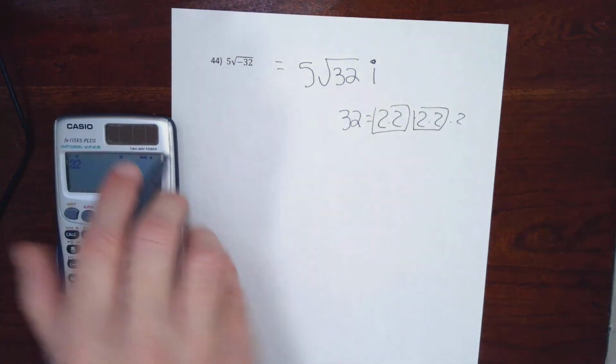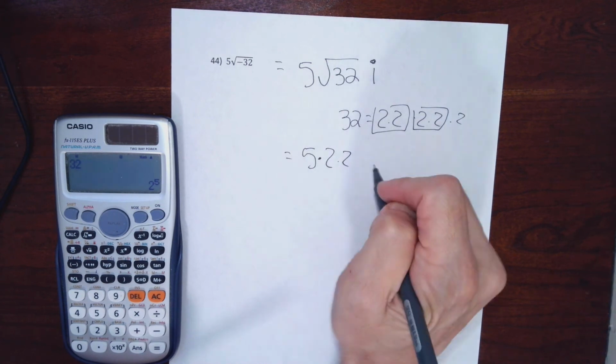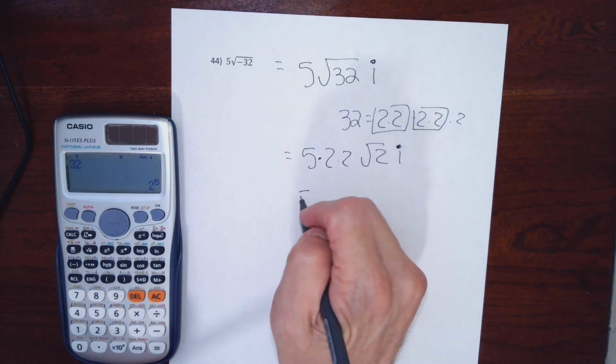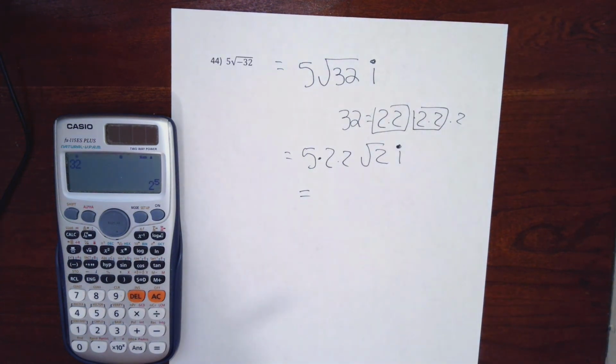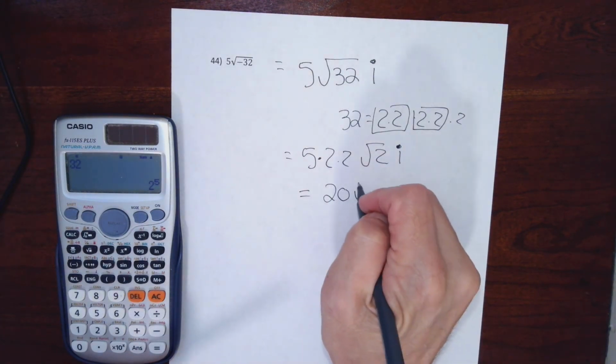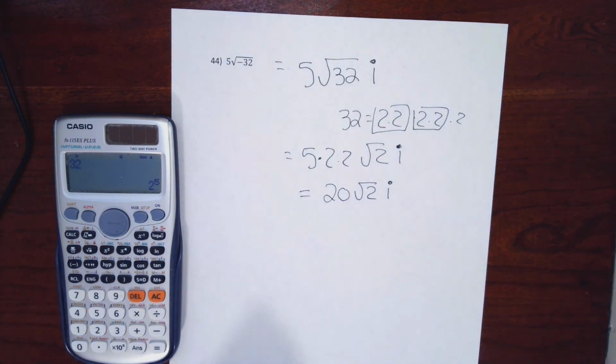And because it's a square root, anytime I get a pair, I get one of those out front. Singles stay under, and the i doesn't get impacted by reducing that square root. So the square root of 32, you get 2 2's out front. I'm going to multiply the 5 that was out front by the 2 2's that I bring out front. Leave the square root of 2 and leave the i. And that's about the best I can do with problem 44.